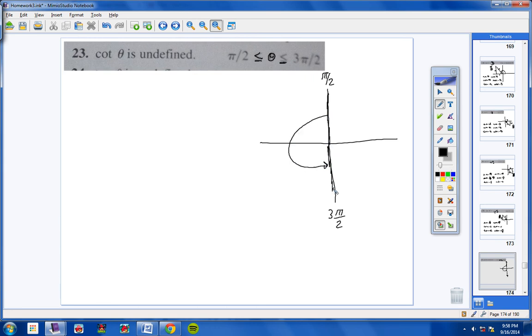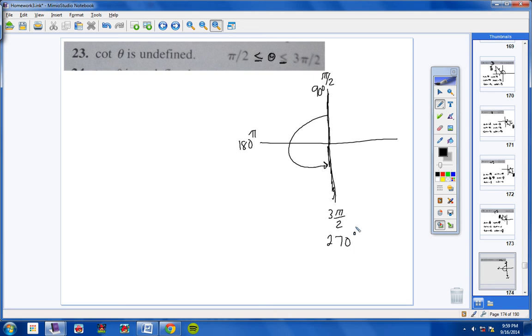Now, students, think about this. The only time, we should know this by now, the only time that a trig function value is going to be undefined is if you're dealing with a quadrant angle. And the only quadrant angles I know of that go from here to here would be this one, which is 90, this one, which is 180 or pi, and this one, which is 270 or 3 pi over 2.